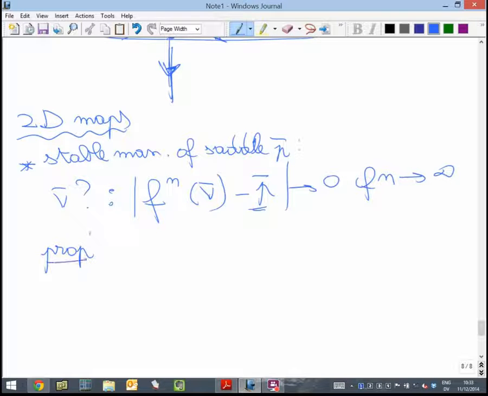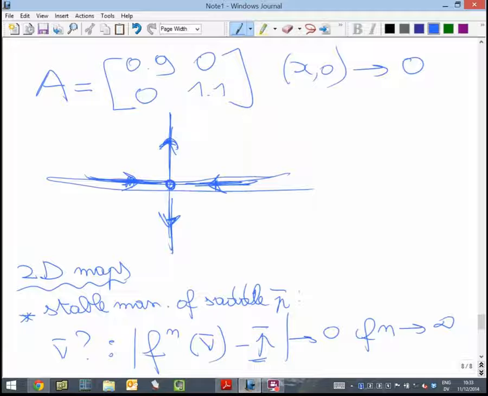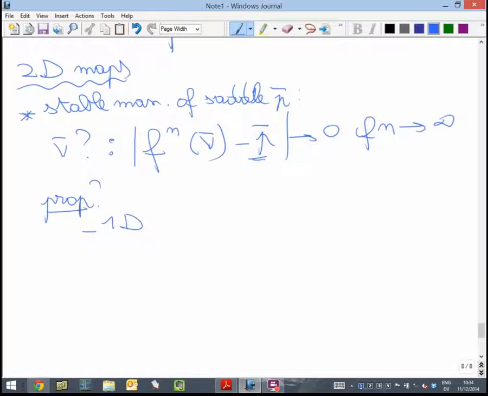What are some properties of our manifold here? Well, first of all, the stable manifold of a 2D map with a saddle point is one-dimensional. You also see this in the linear case. The stable manifold there was a line, so it's a one-dimensional object. That's not surprising. Again, I'm just giving these things without proof. The proof is quite complex and quite elaborate, so let's not go there. So one property of the stable manifold in 2 dimensions is that it's a 1D structure.